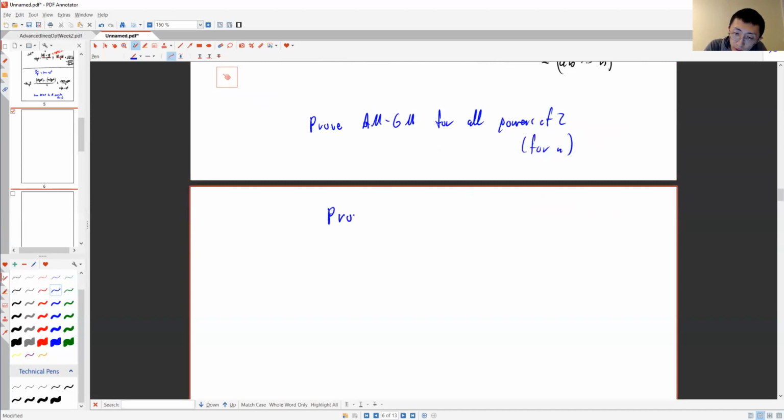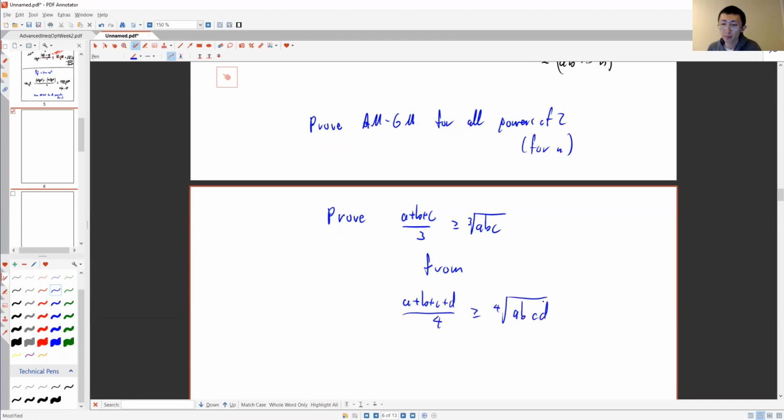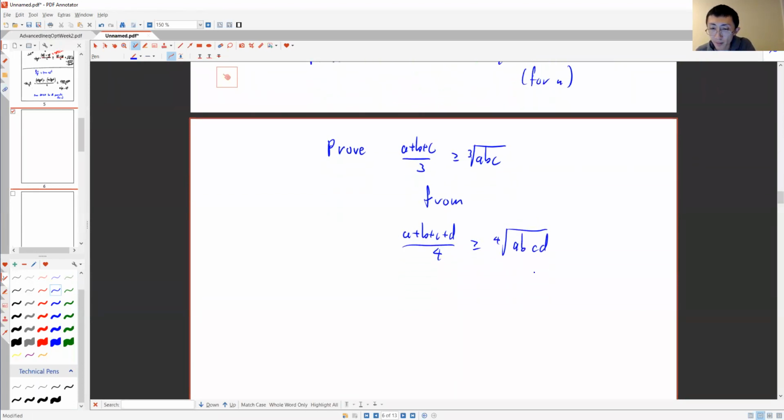So prove like this. From this. So this will be the next step. So we'll assume we can use the 4 variable case, but we don't know how to prove the 3 variable case just yet. So is there some way I can modify this expression to get the 3 variable case?